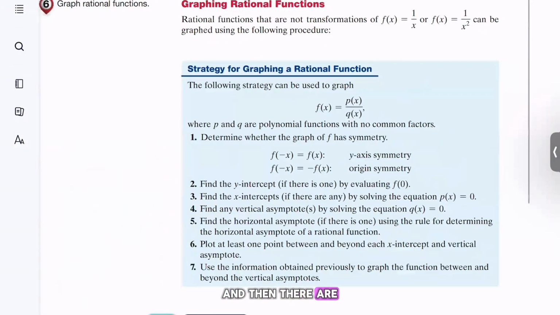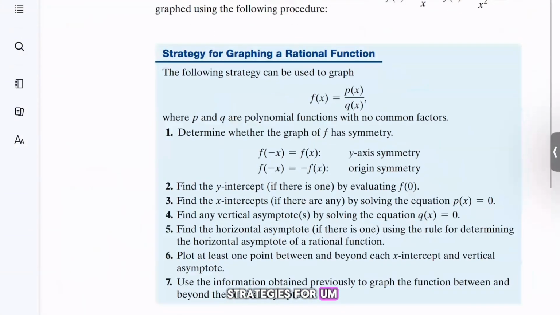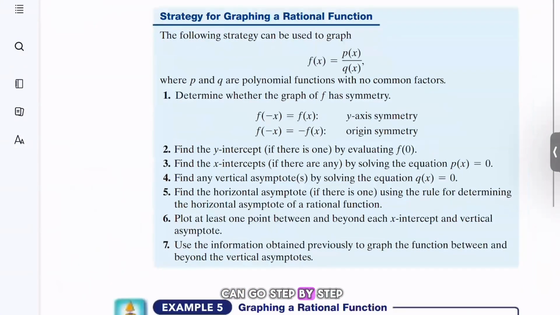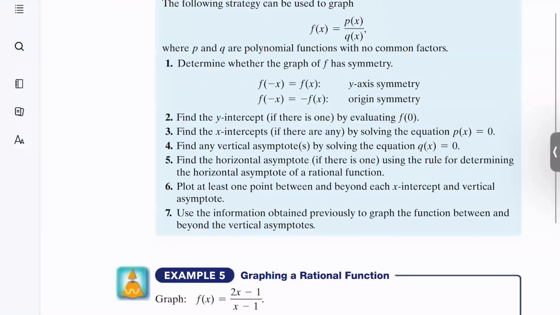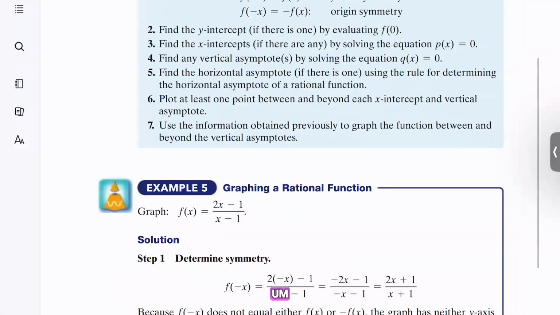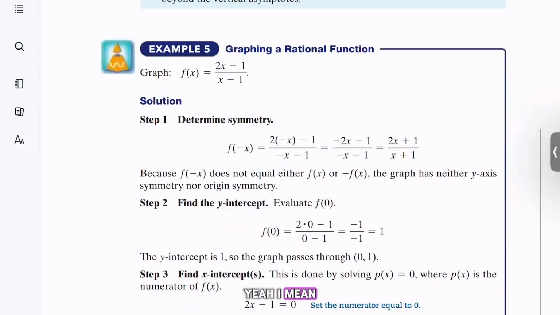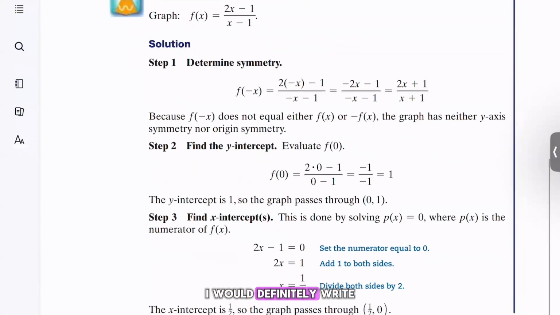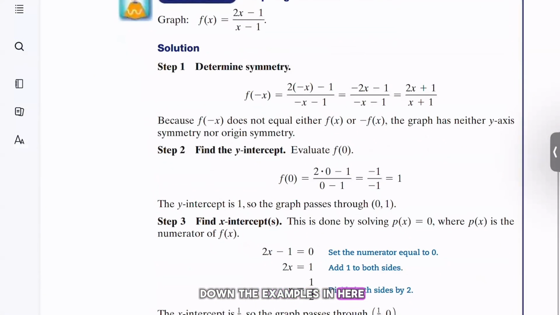And then there are strategies for graphing. I don't know how good this will be for you to write down, but there are videos in here where you can go step by step. So I encourage you to do that. You can go through this in your book, and I would definitely write down the examples in here.